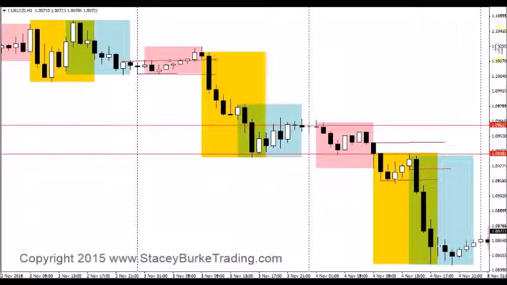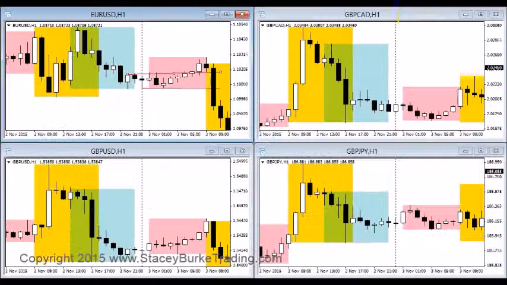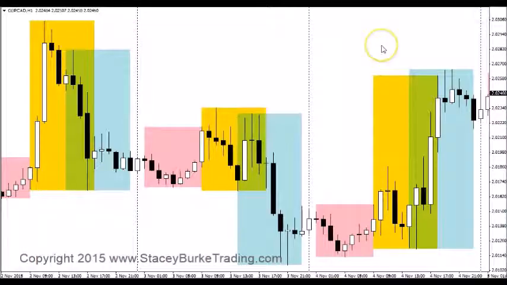So just looking at some really simple concepts, looking at order flow, support and resistance. Pound Canadian.